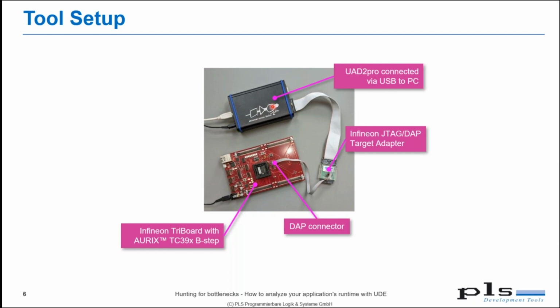The UDE 2 Pro is connected using USB to my PC, and we have here an adapter which is used for AURIX or TriCore based devices to connect these devices to our debugger. This is the only hardware device specific part in this setup. The UAD can also be used for other devices as well, and also the UDE debugger running on the PC.